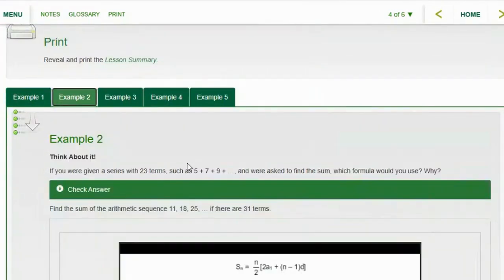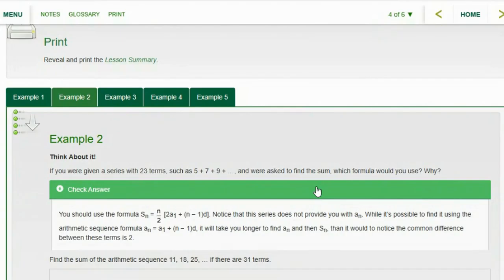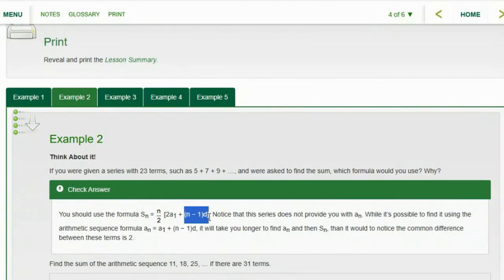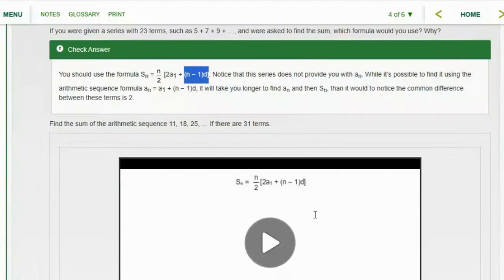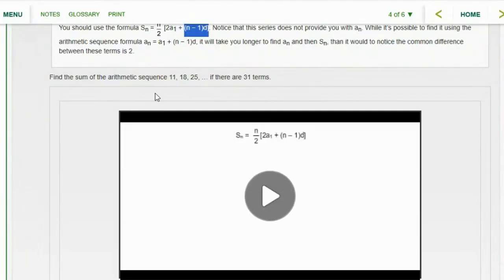Let's see example 2. If you were given a series of 23 terms, which is 5, 7, 9, etc., and want to find the sum, which formula would you use? Well, you'd have to use the second one because you don't know the 23rd term. Right? So you use that n minus 1 times d formula. Okay, so here's one where they want us to find the sum of this sequence, 11, 18, 25, if there are 31 terms. So let's do that ourselves on paper before we see how they had it on their video.